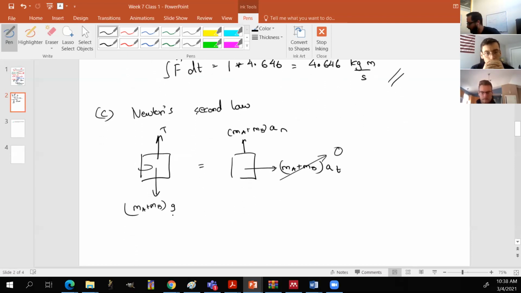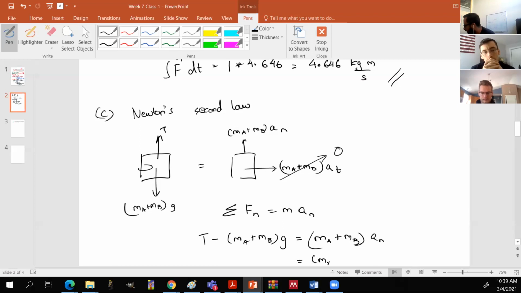But anyways, if that doesn't make sense, you don't need to worry about it because we're not looking at that at all. All you need to do is look at Newton's second law in your normal direction, and that's going to equal MAN. So you get T minus MA plus MB times G, knowing that the positive direction is upward, is equal to MA plus MB times your normal acceleration. But how do I find out what my normal acceleration is? I'm looking at the normal and my tangential components.